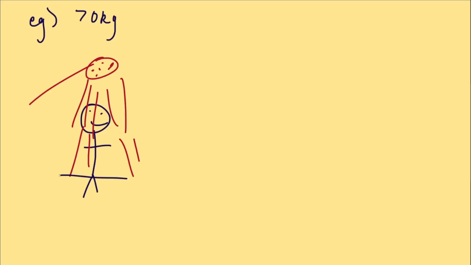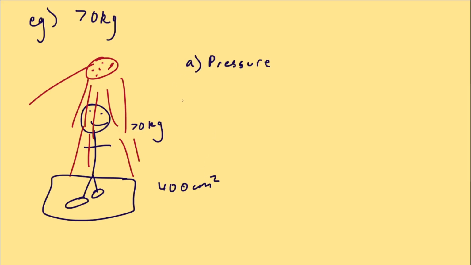Here's an example. Imagine a 70-kilo human, and he's taking a little shower, standing in his shower. The amount of space his feet cover is 400 centimeters squared. Let's find two things. The first thing is the pressure. The second thing is how much pressure if he's standing on 1 foot.